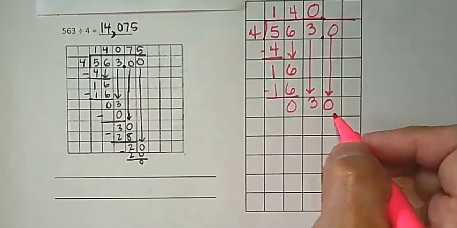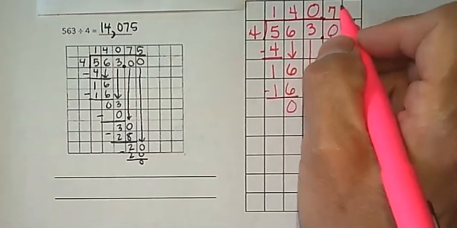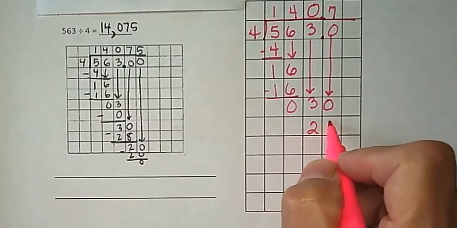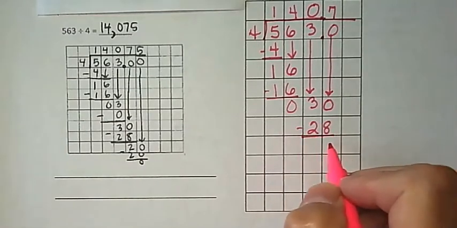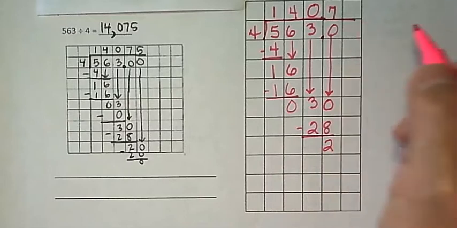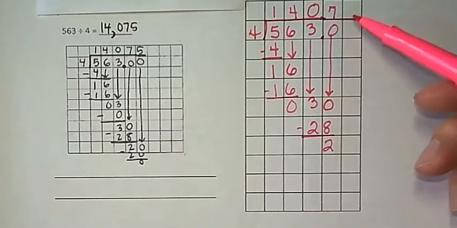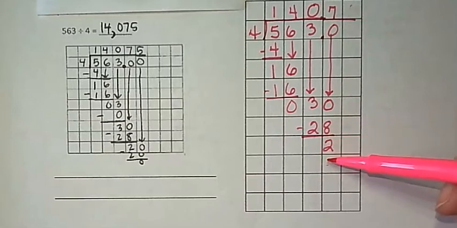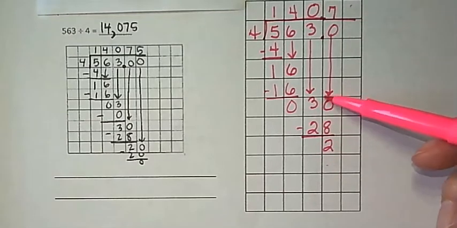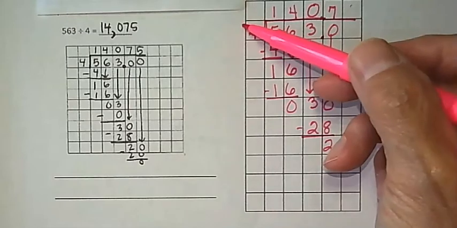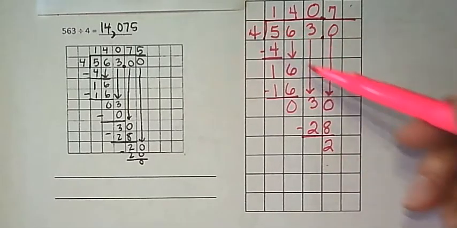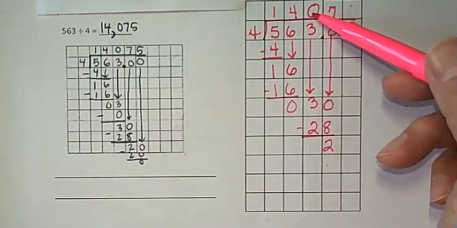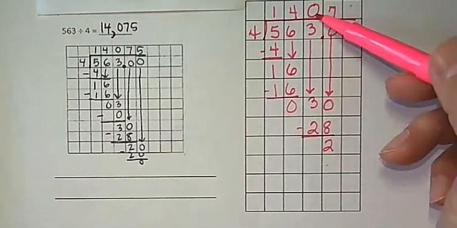4 divides into 30 7 times. 7 times 4 is 28. Do our subtraction. We get 2 here. Still not done. Now, notice we don't place a 0 up here because this was the result of the subtraction, not a bring down. It's only when we have a bring down that our dividend cannot divide in that we place a 0 up here. Only the bring downs get zeros.